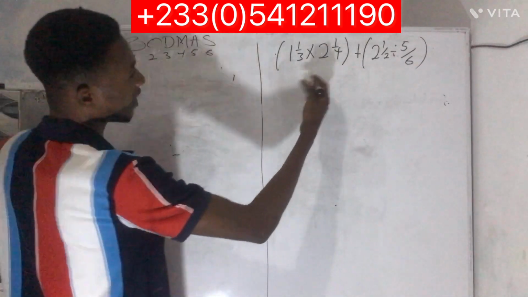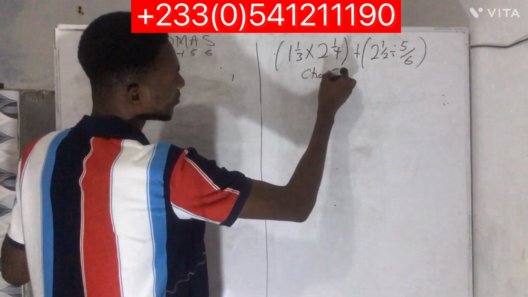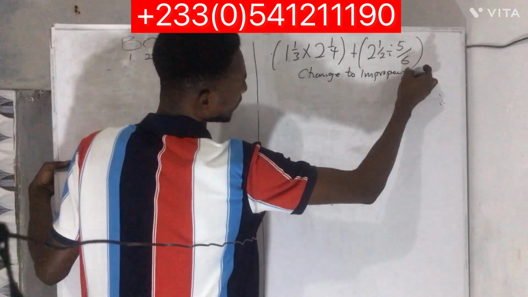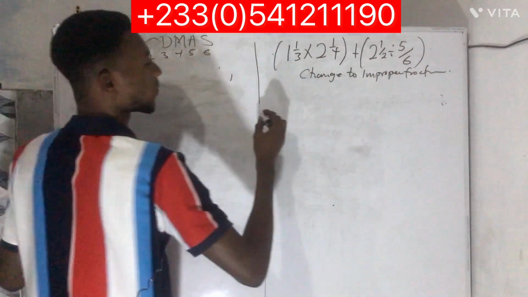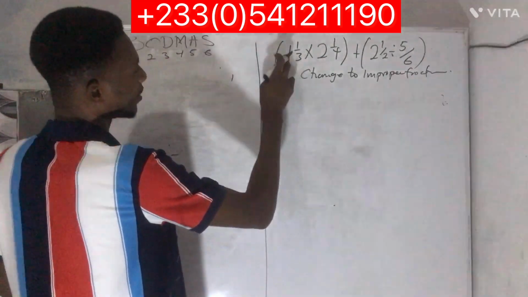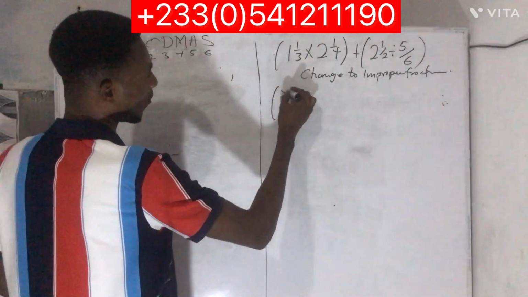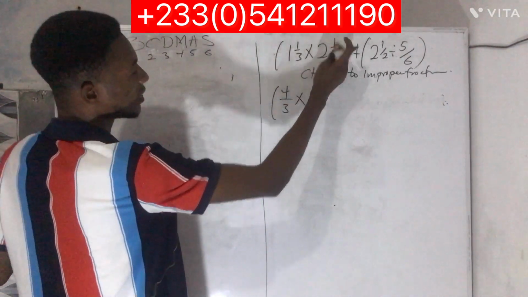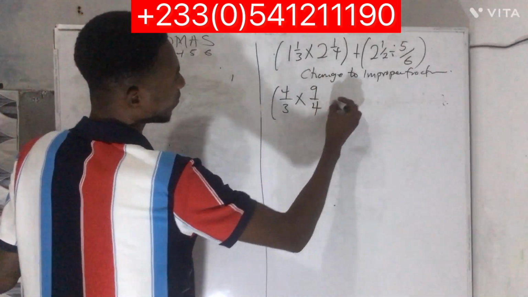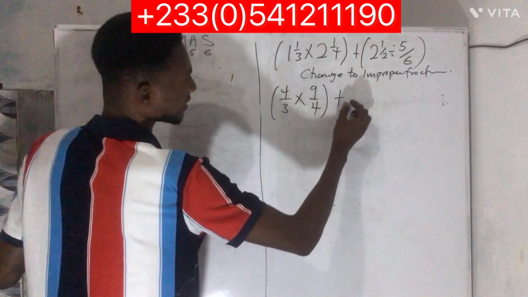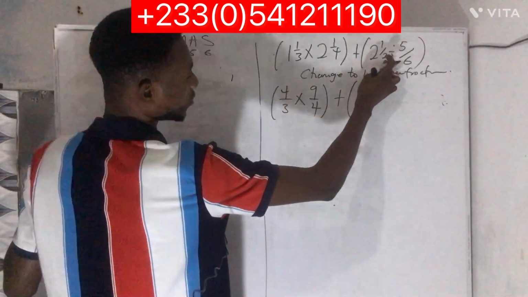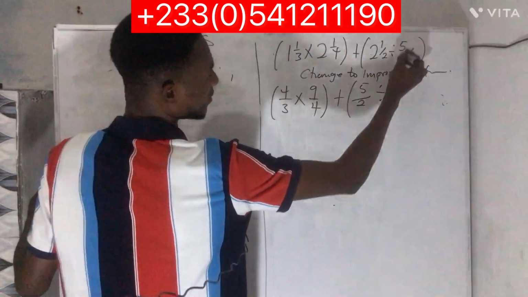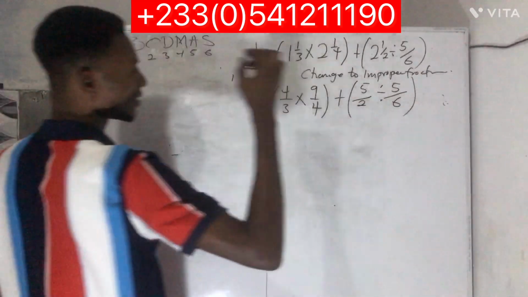Now, what is the first thing we have to do? We have to change to what? Change to improper fraction. Now, we are changing to improper fraction. So, 1 times 3, 3 plus 1, 4 over 3. Multiplying 2 times 4, 8 plus 1, 9 over 4. Then we close the bracket. Plus 2 times 4, bracket open, 2 times 2, 4, plus 1, 5 over 2. Divided by this one, we will not change anything, remains the same.